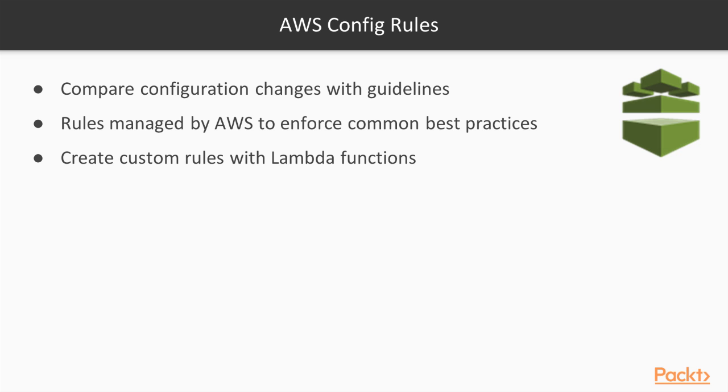Another feature of Config is Config Rules. This allows you to compare configuration changes against a set of rules. You could use rules defined by AWS, which represent general best practices, and you can also create your own rules using Lambda functions. Config Rules allows you to easily see in the console configuration changes that are not compliant with your desired configuration settings. As examples, some of the standard rules are whether CloudTrail is enabled and whether your EBS volumes are encrypted.